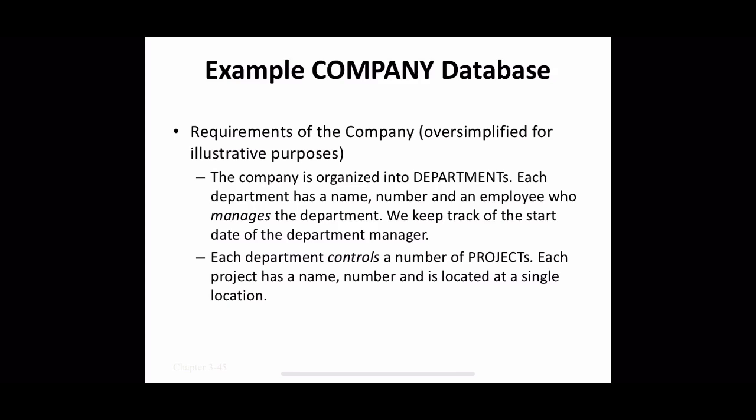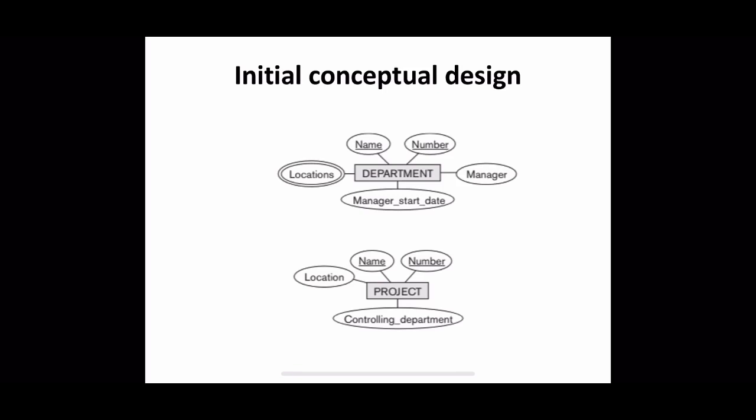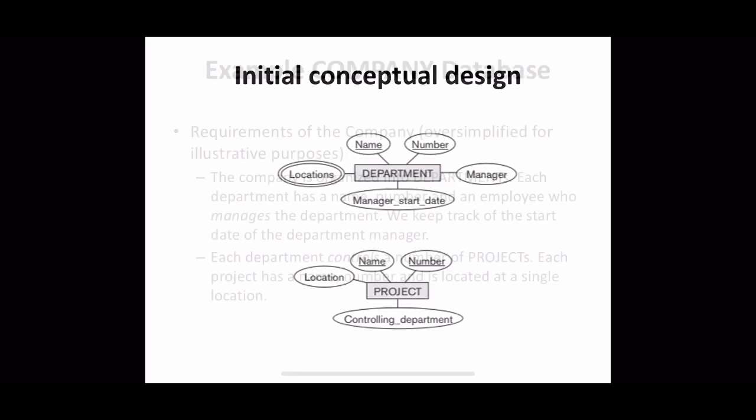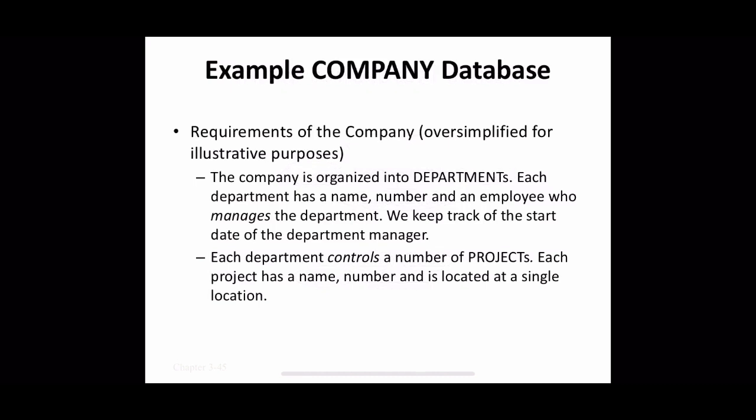So we can see the design step by step. So based on the requirements, we have a set of entities. Those are department, project, employee, dependent. Then the different attributes of each entity. So we can see them one by one.